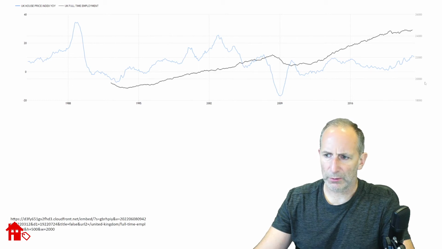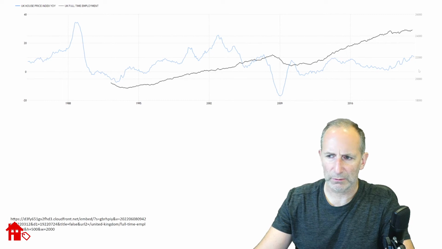So you can see it's not a 0 to 100 chart, it's 18 million, I think it is. And at this point, 2008, there were probably maybe 1 million or 1.5 million people made unemployed after the financial crash. But employment has just crept up ever since.